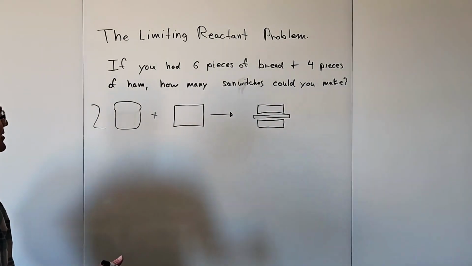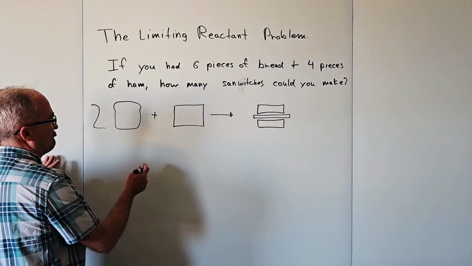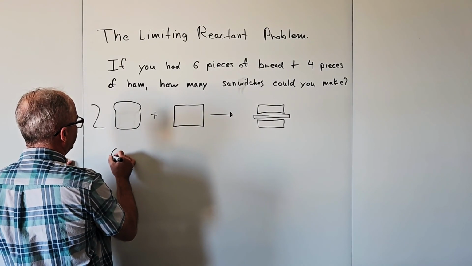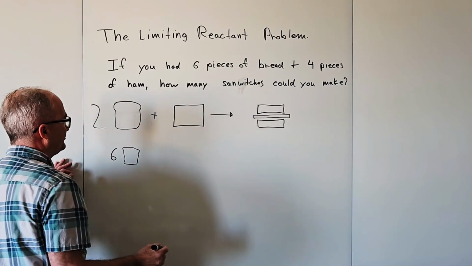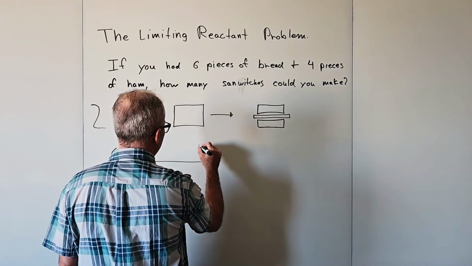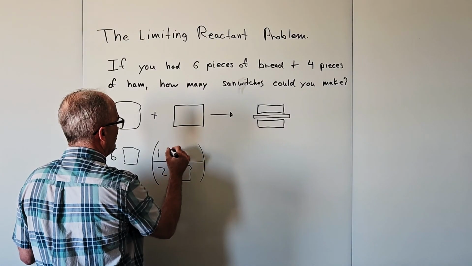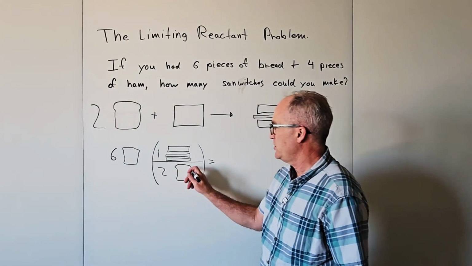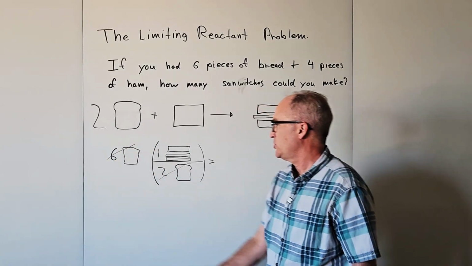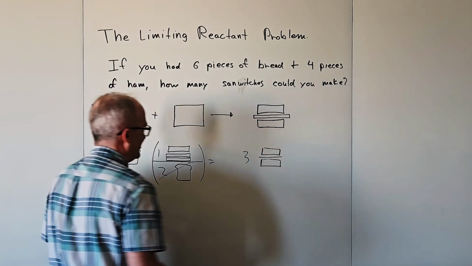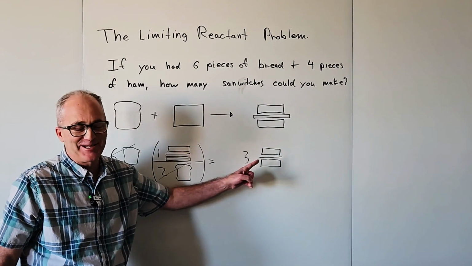So far, so good. Now I'm going to use the mole ratio, and I'm going to start out with 6 pieces of bread. I'm going to multiply this by something that says 2 pieces of bread for every 1 sandwich. And notice the units cancel like they should. What am I left with? 3 sandwiches. And your piece of ham got a whole lot skinnier.